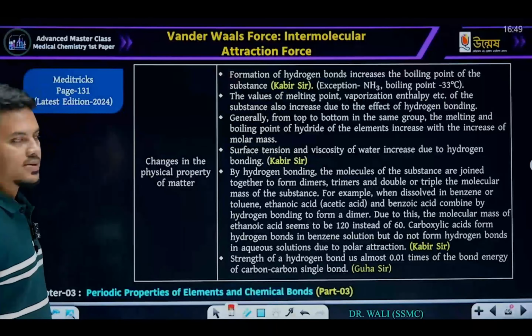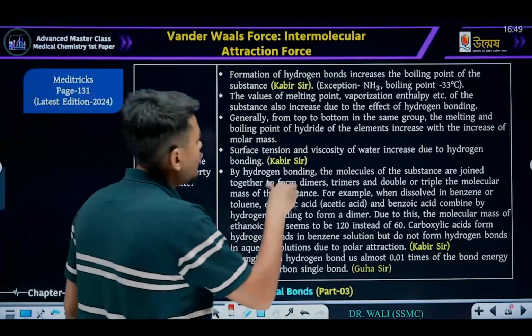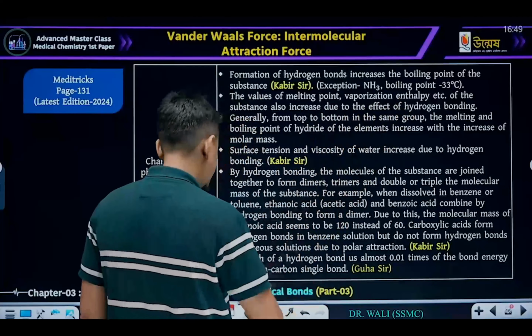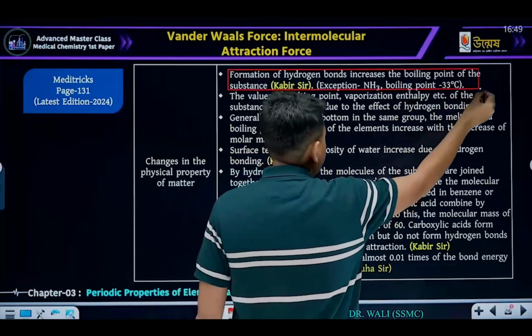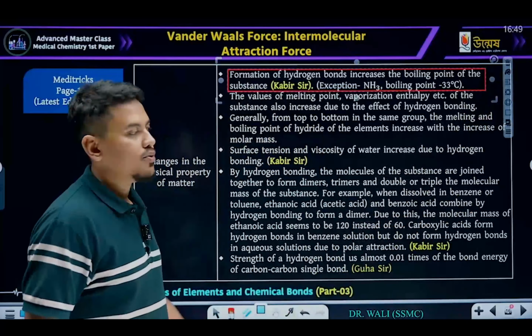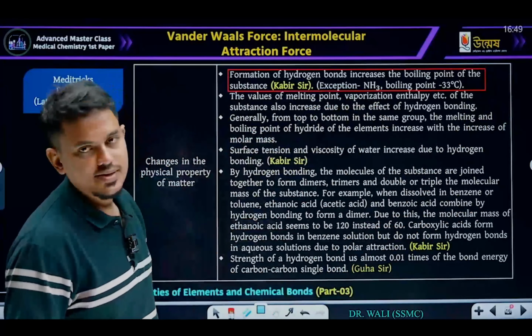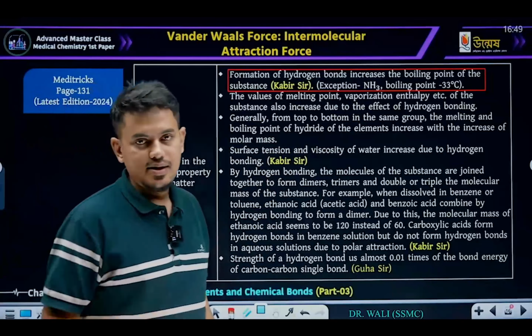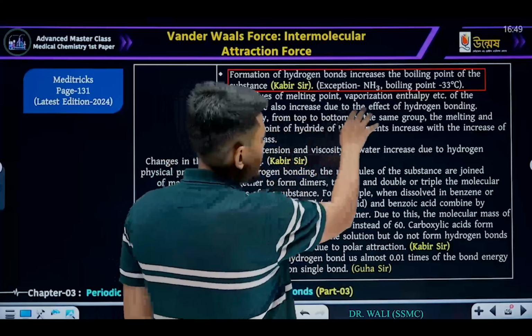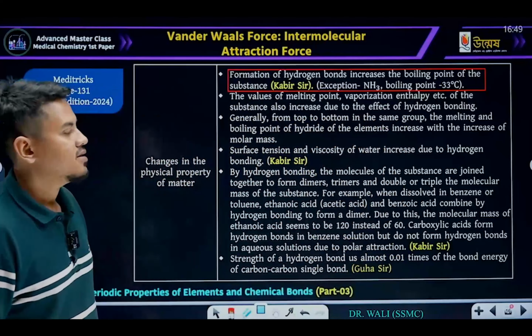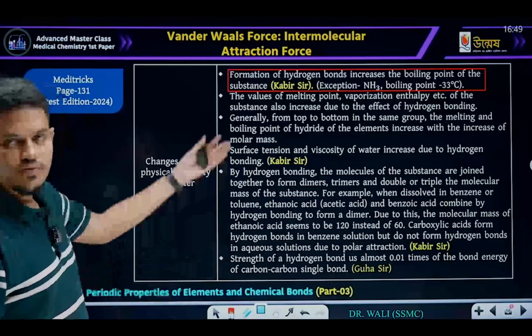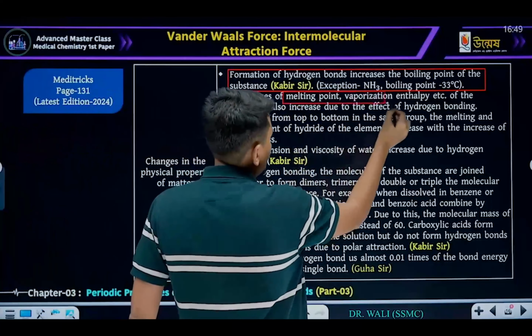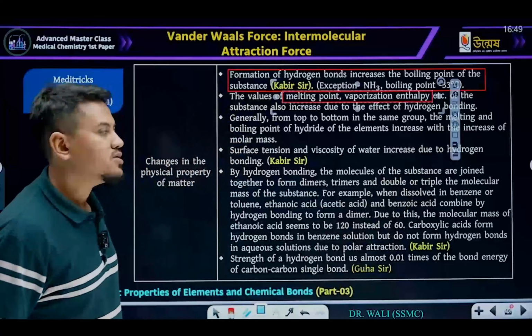Now, regarding changes in physical properties of matter, let's read. Formation of hydrogen bond increases the boiling point of a substance. Certainly, an additional bond results in a higher boiling point. For example, ammonia shows a boiling point of minus 33 degrees Celsius, which is higher than other hydrides. Again, the values of melting point and vaporization enthalpy also increase due to hydrogen bonding. This is very true. So, not only boiling point, melting point and vaporization enthalpy are also dependent on hydrogen bond.